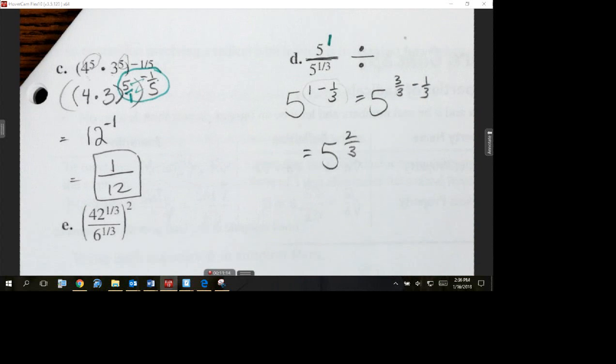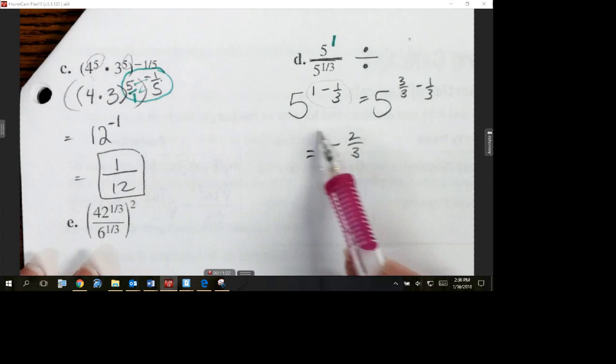Can I simplify 2/3? Can I factor 5, like I just factored that 4? No, because that's prime, so we're done.